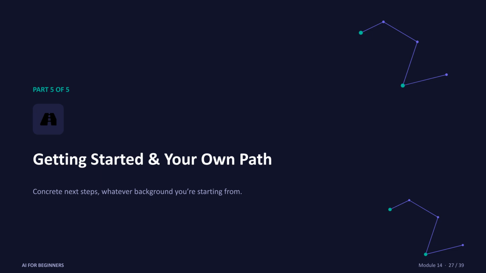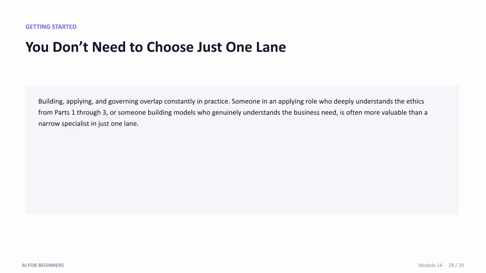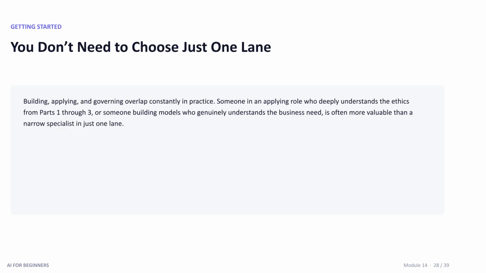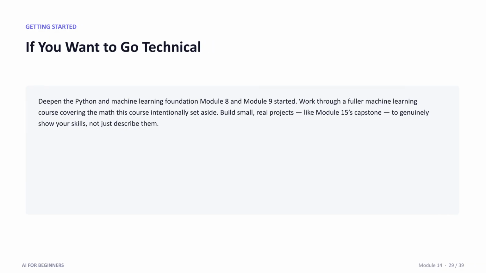We move into our fifth and final part, getting started and building your own path. Here, we look at concrete next steps, regardless of your starting point. Remember that you don't need to choose just one lane. Building, applying, and governing often overlap. Professionals who combine technical skill with an understanding of business needs or ethics are often the most valuable members of a team. If you want to go the technical route, deepen your Python and machine learning foundations.